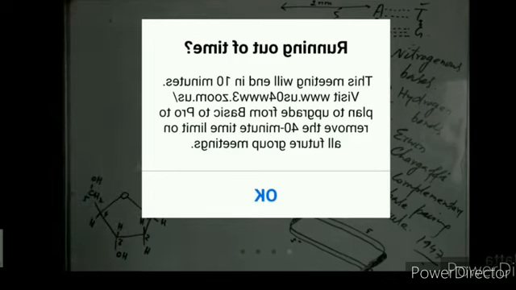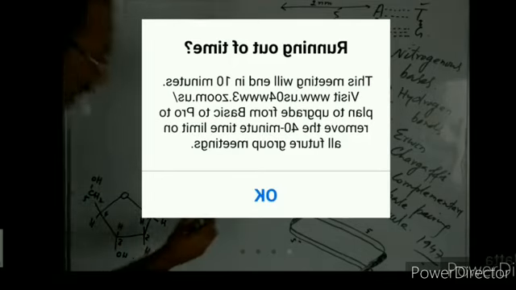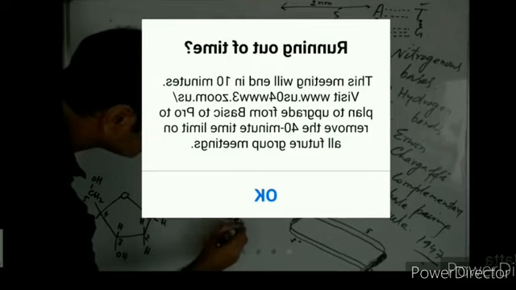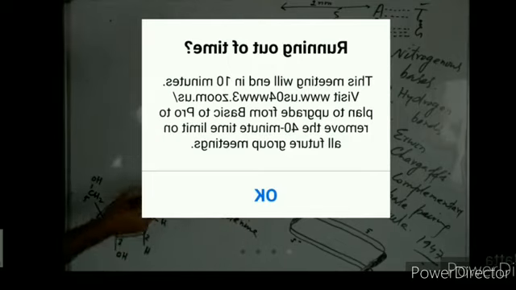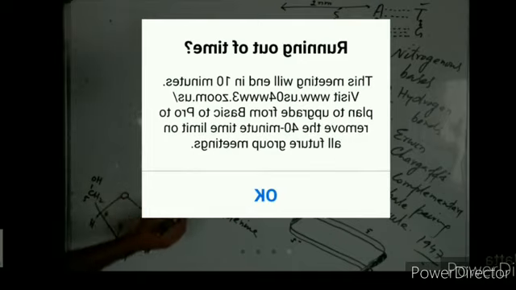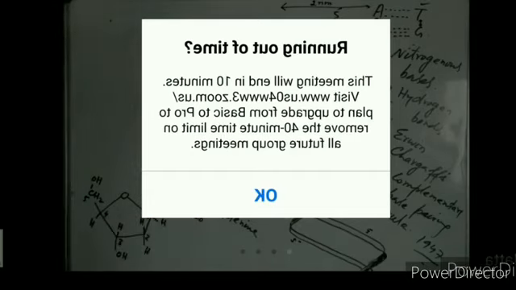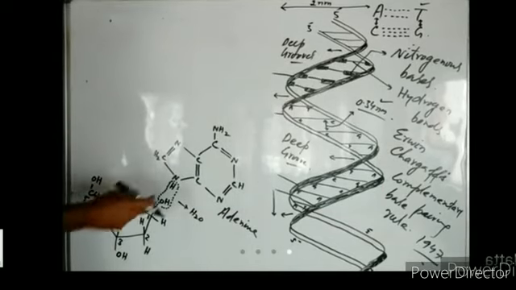This is adenine base, right? So how do they join? They join by the elimination of a water molecule at carbon first position. So this water molecule will be eliminated here, right?